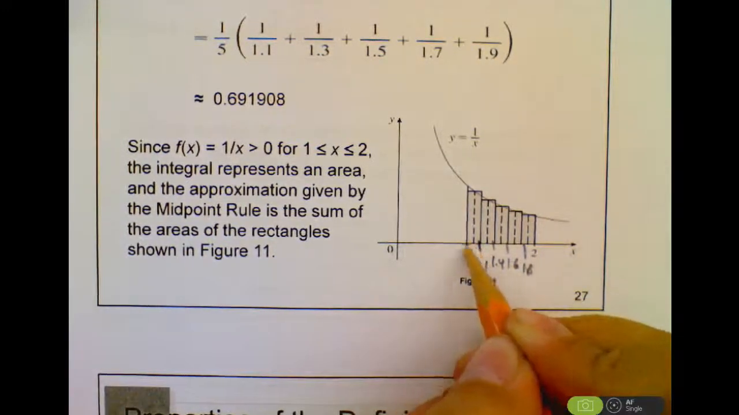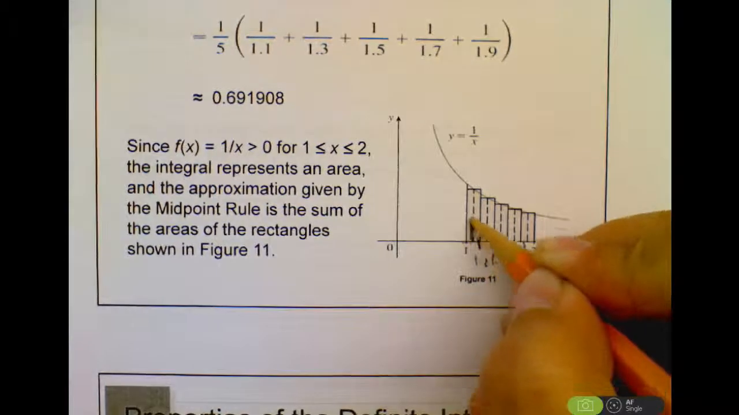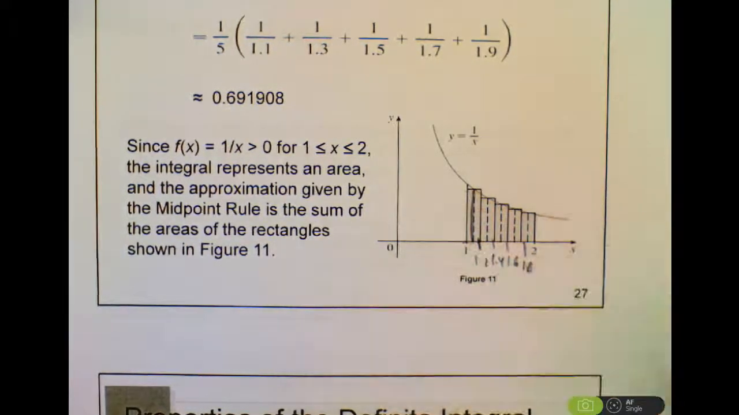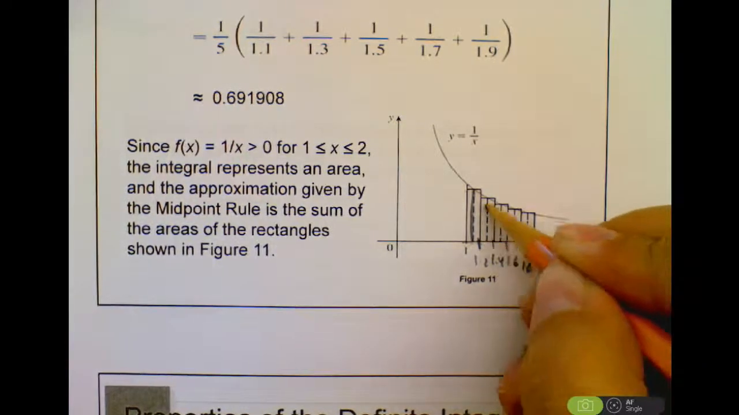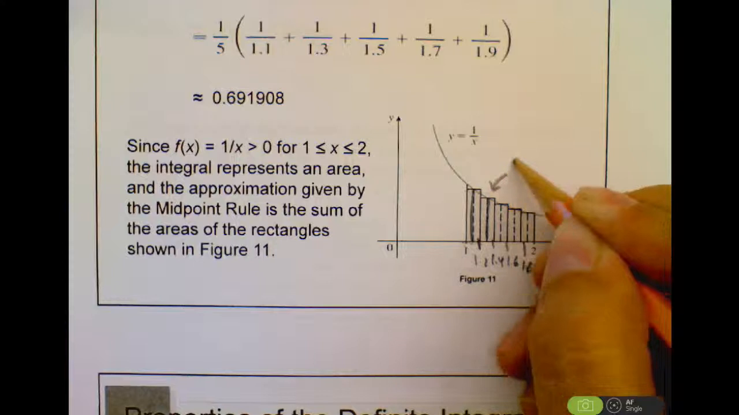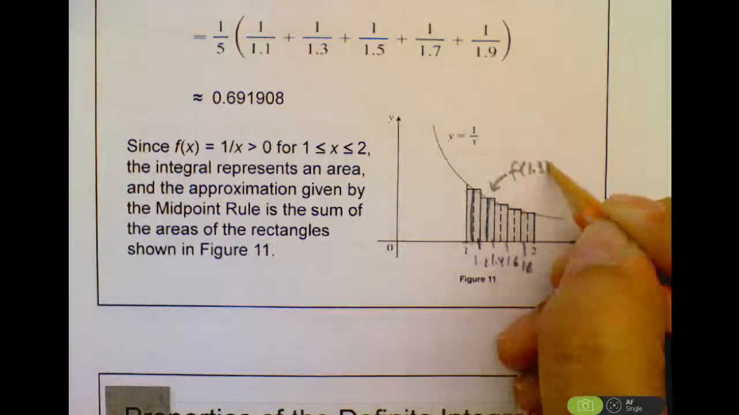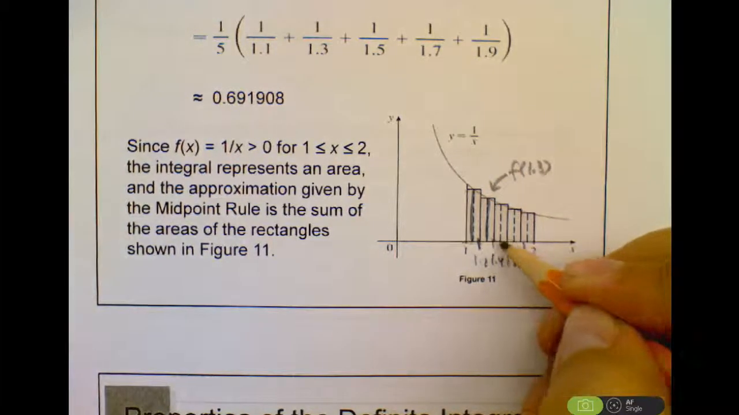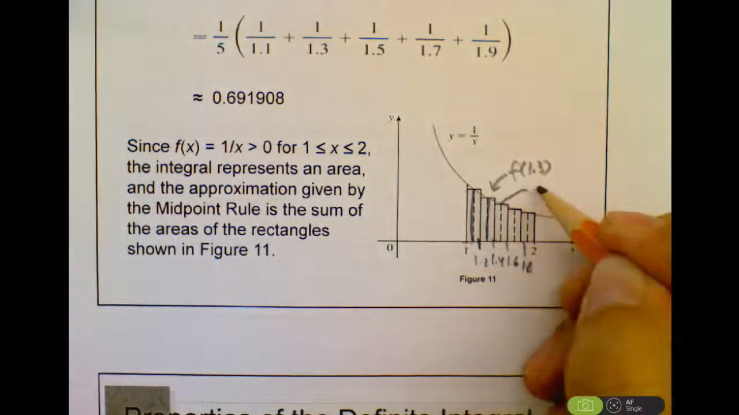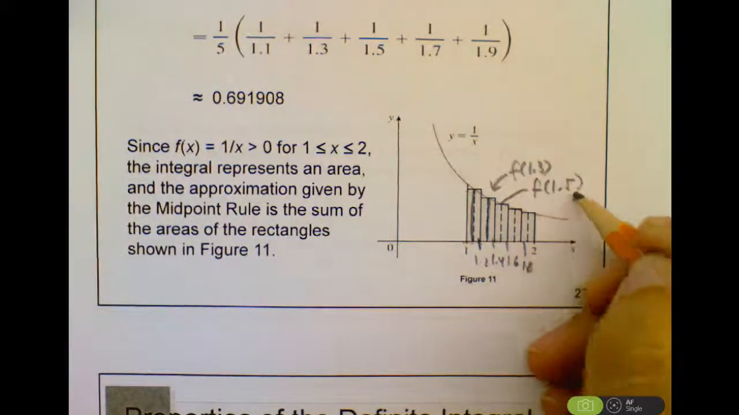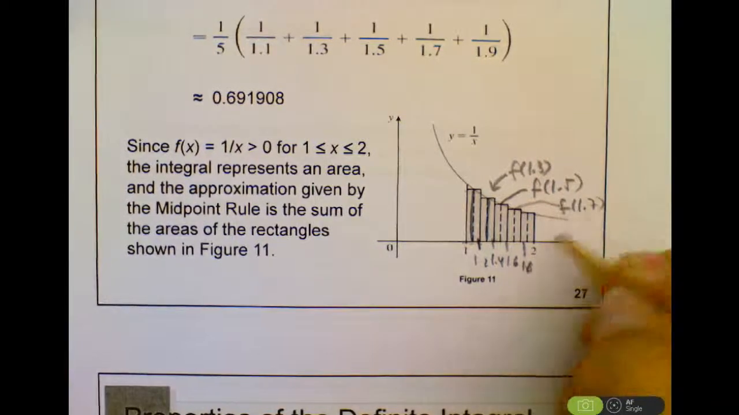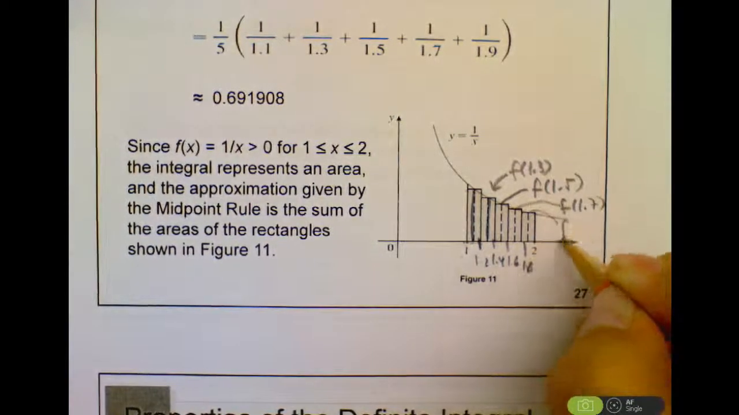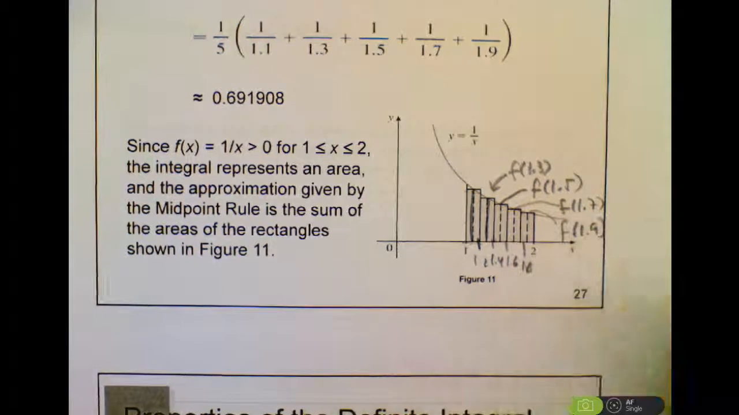So the midpoint between 1 and 1.2 is 1.1. That's going to be the height of the rectangle that I'm going to use for my Riemann sum. Between 1.2 and 1.4 is 1.3, and the height of my rectangle is going to be f of 1.3. In here, the same thing, the midpoint is 1.5, so the height will be f of 1.5. This one will be f of 1.7, and in here, it will be f of 1.9. So that's what it means to choose the midpoint as the sample point.